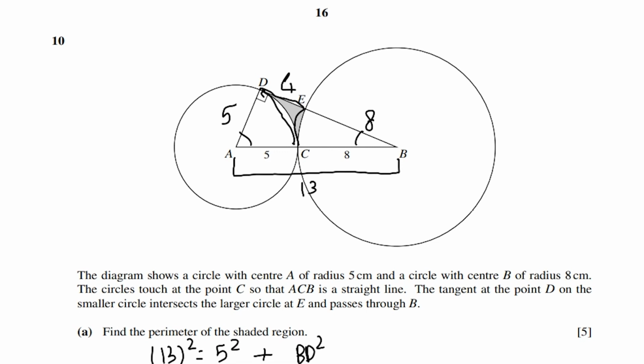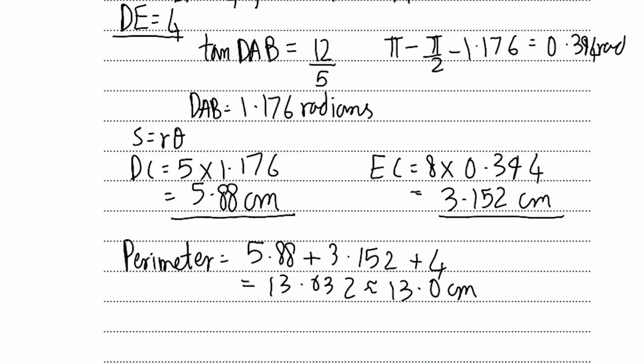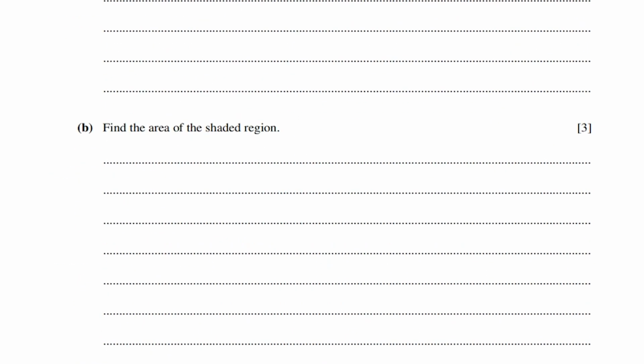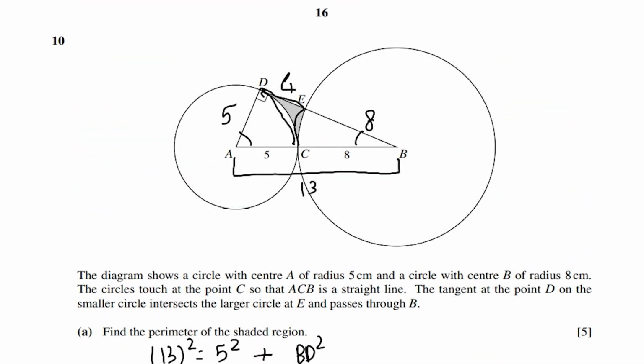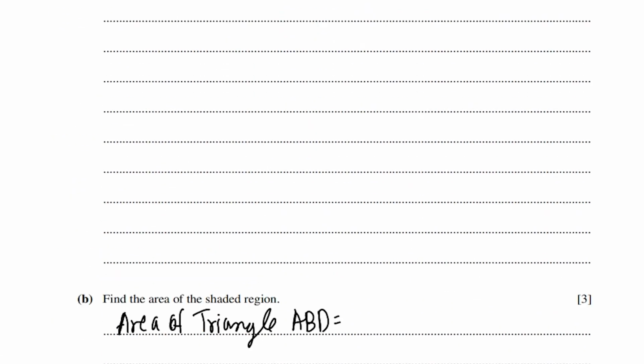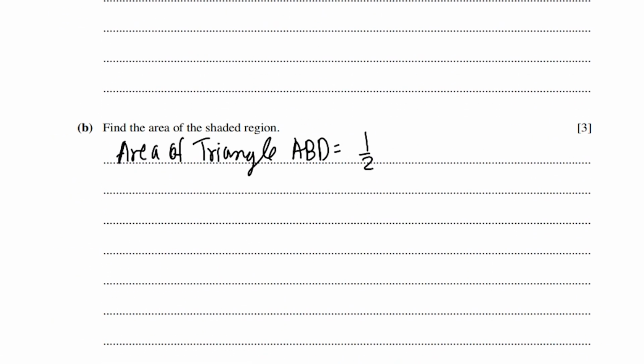The area of triangle ABD is 1 upon 2 multiplied by base multiplied by height. The base is 5 and the height is 4 plus 8, 12. So the area is 1 upon 2 multiplied by 5 multiplied by 12. The area is 30 centimeters square.